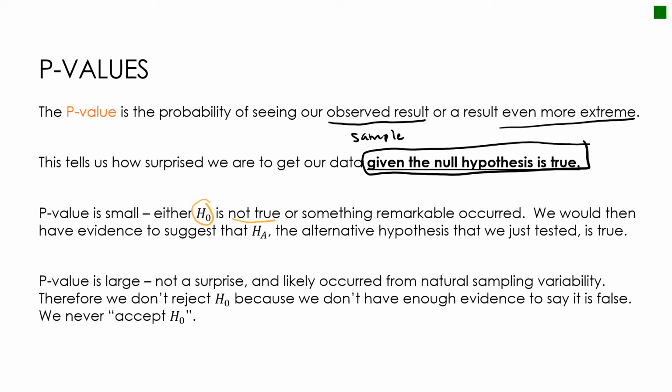So essentially, we would be saying that if p is small, we have evidence to suggest that this is not true and that the alternative hypothesis is likely true.